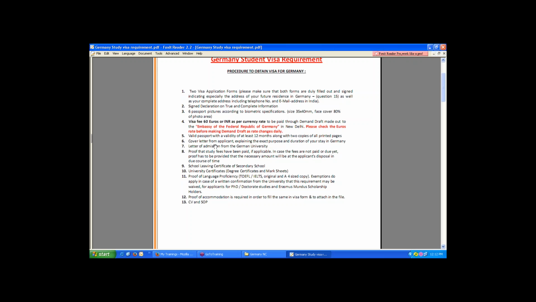Next is a cover letter from the applicant explaining the exact purpose and duration of your stay in Germany. The cover letter will be prepared by the Indo-European Visa Department for the students. Admission letter, proof of study fees if there are fees, because there are a lot of universities in Germany providing low tuition fees or no tuition fees. In case there is any tuition fee, the student will have to prove and submit the TT copy of the payment.